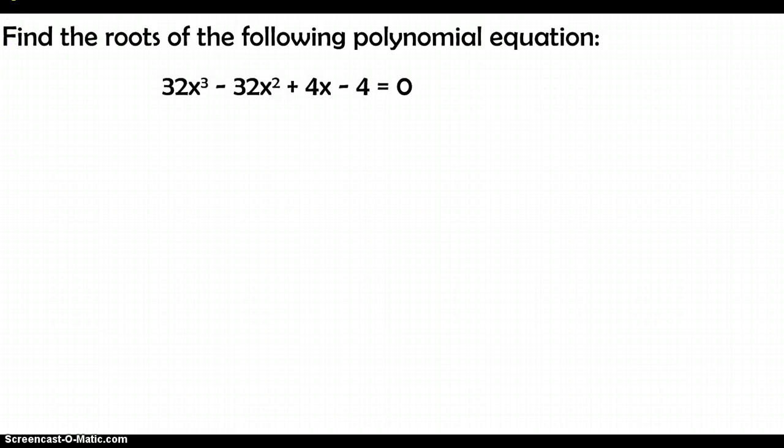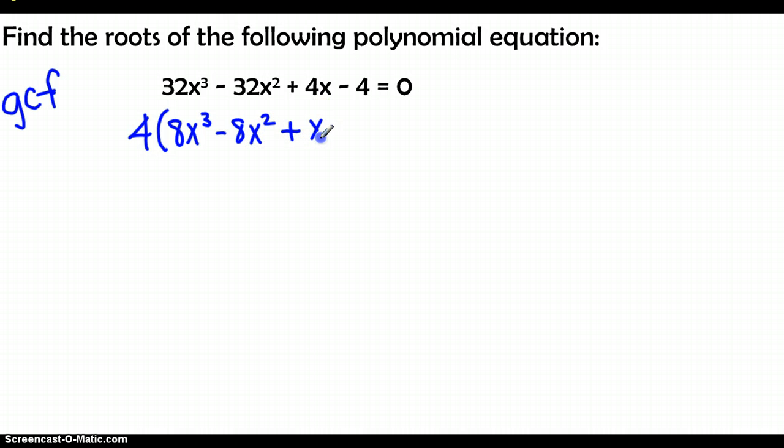Our second example today asks us to find the roots of the following polynomial equations. So the first thing we're going to do is think back to Algebra 1. And when we were looking to factor in Algebra 1, our first step was to look for a GCF. So our GCF here is 4. I'm going to take out a 4, and I'm left with 8x cubed minus 8x squared plus x minus 1 and let that equal 0. If I can put it in its factors, then I can determine the roots by setting each of our factors equal to 0. I'm going to divide by 4 to both sides.